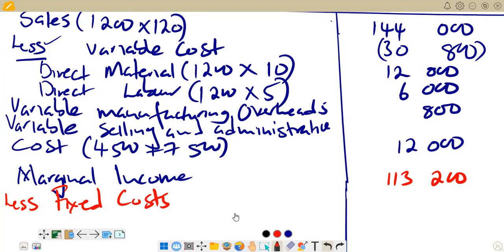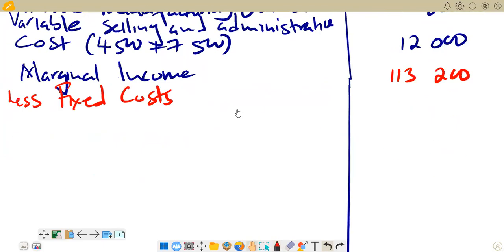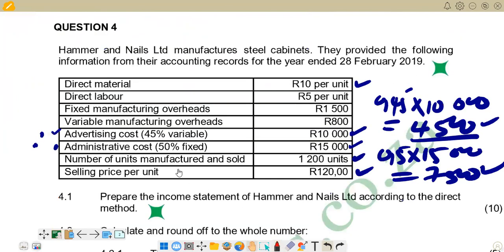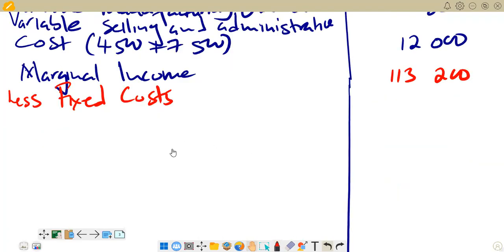So we can go back to check the fixed cost that we have in the question. If you come here, you'd see that starting from the top there, the first fixed cost that we have is here, fixed manufacturing overheads, which is 1,500. So we come here, and we now have fixed manufacturing.